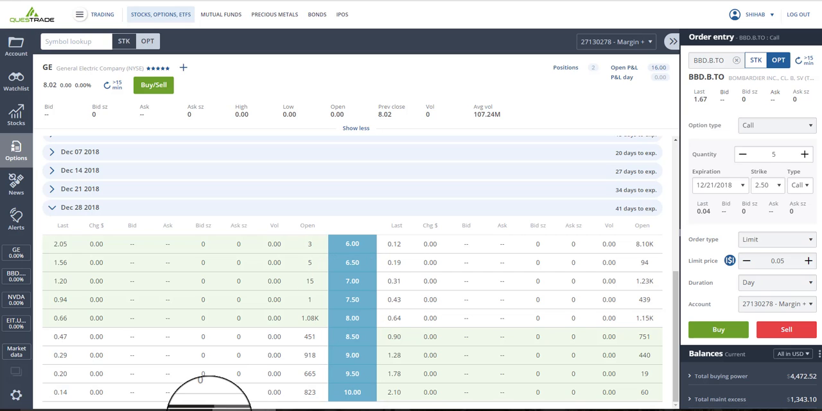So I'm going to make like 15% or more. Plus, I collected the premiums, although small, but I still collected 2%. If it doesn't reach $9, I can repeat the process. I own the shares, I can repeat the process and make another 2%.